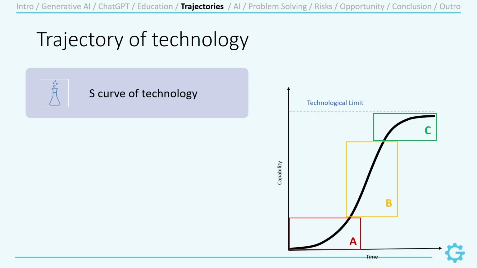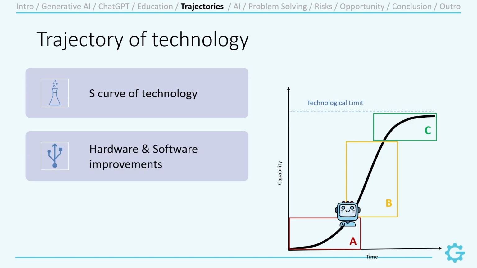Generative AI feels like it is leaving Area A and just starting into Area B. There's a lot of room for further improvements with both hardware and software. Things like the speed and the reliability of answers are technical problems which have already seen rapid and large improvements, and we could expect to see further improvement with time.